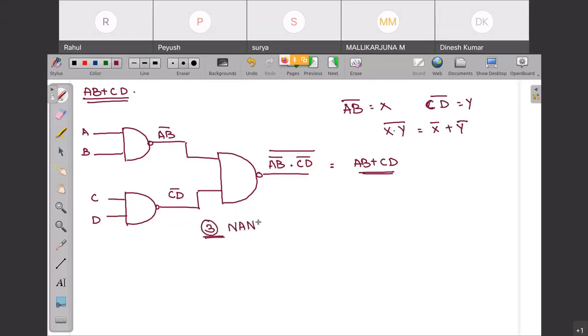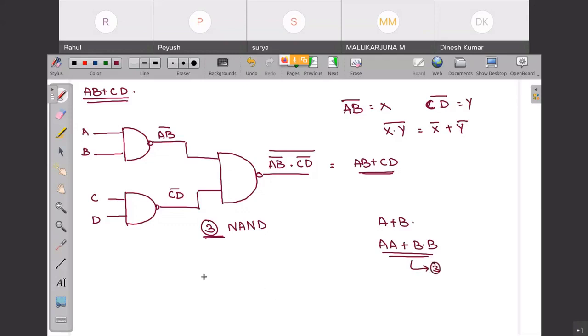And if you see this A plus B, this was OR. So I could have written this A plus B as A dot A plus B dot B. And you can see for construction of this, we require 3 NAND gates.